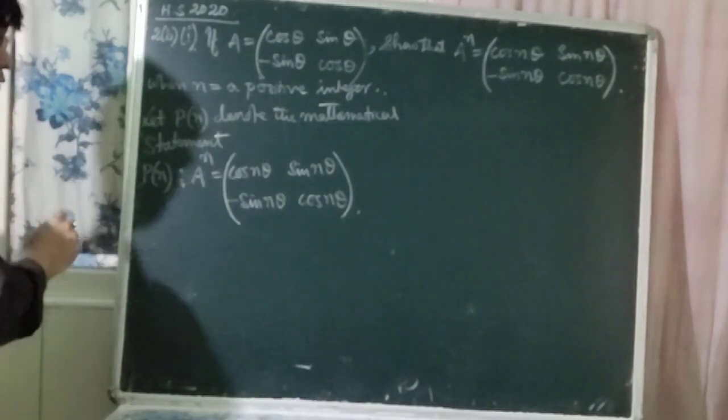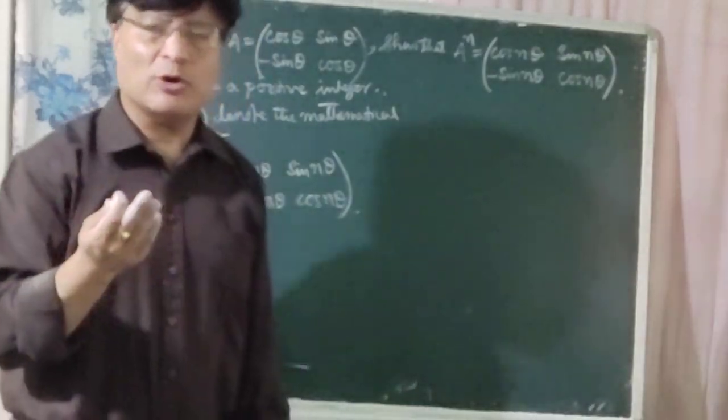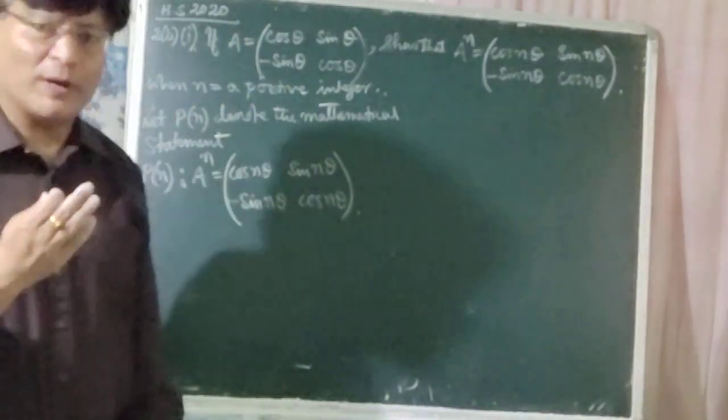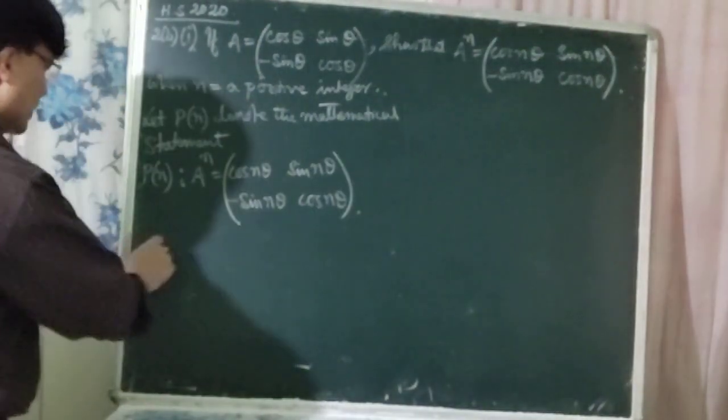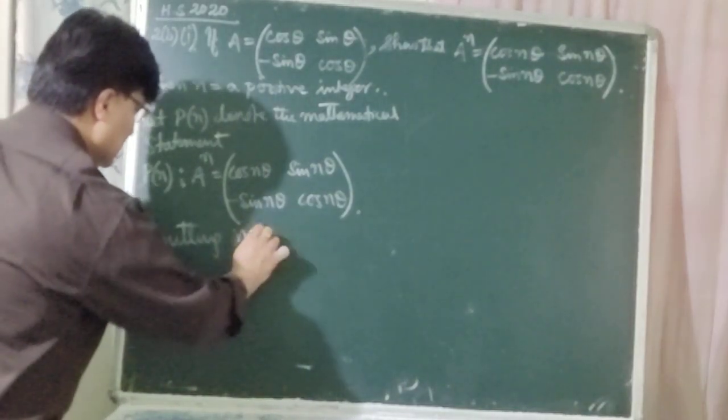Okay, so now first of all we will show that P of 1 is always true. If you put n is equal to 1, what do we get?